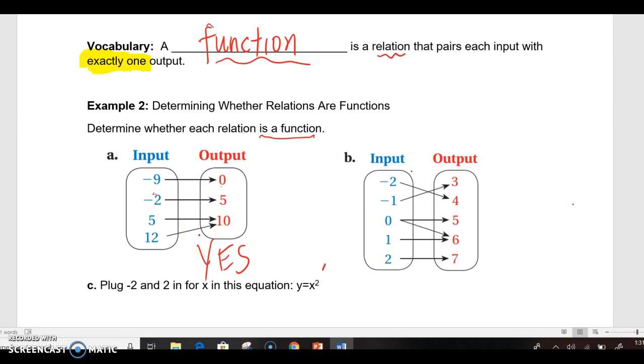Let's look at example B. In example B, -2 has one output, 4. -1 has one output, 3. 0 has two outputs, 5 and -6, or 5 and +6, sorry. So without even moving any further in the mapping diagram, I'm going to say no. This one is not a function. It is a relation. It does show a relationship between inputs and outputs, but it is not a function.